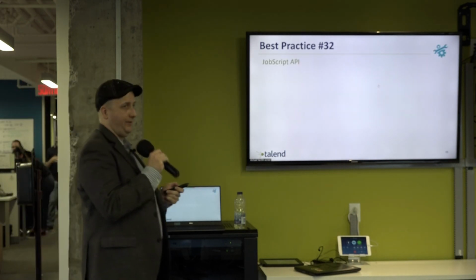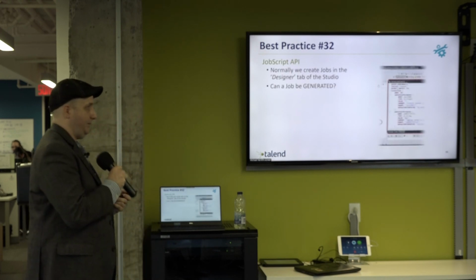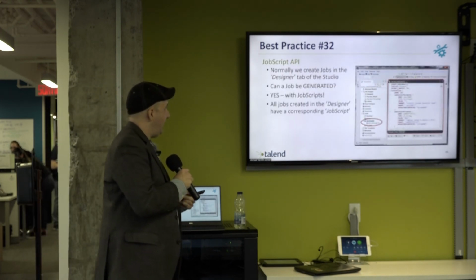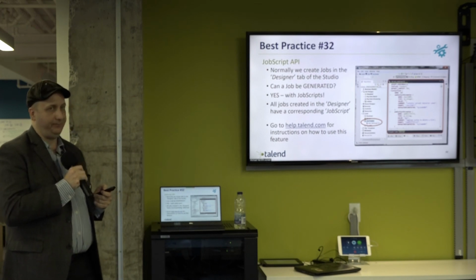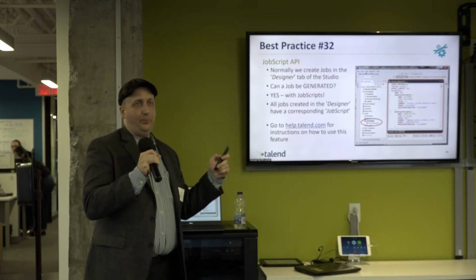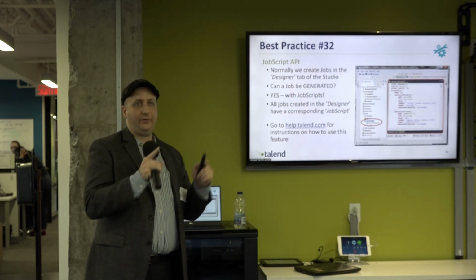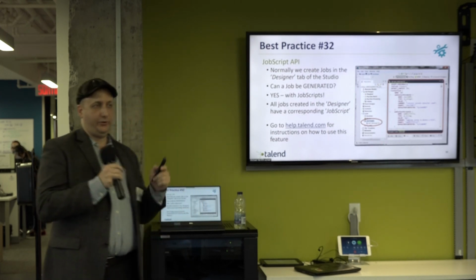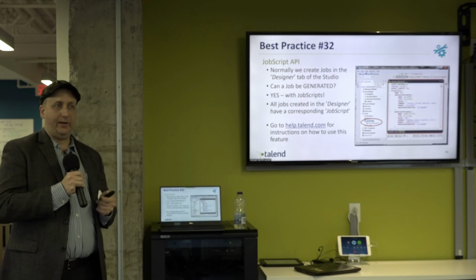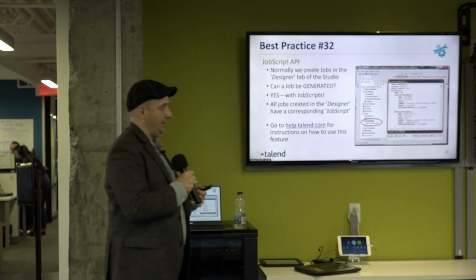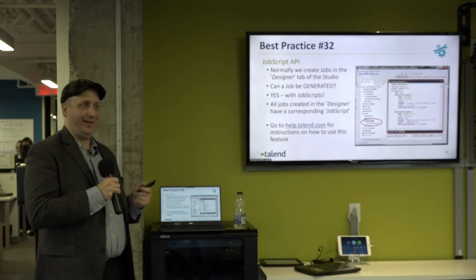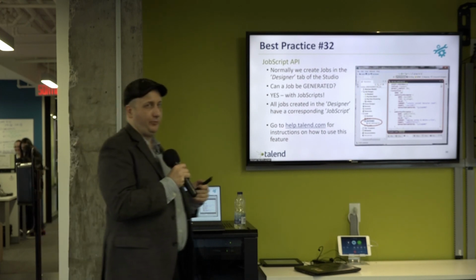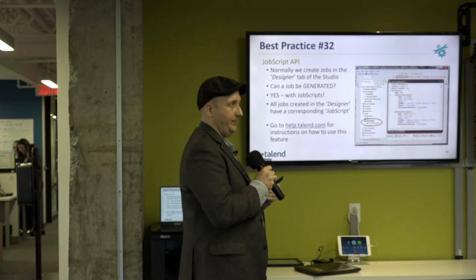All right, this is the last best practice, and then we'll start summing up. So what's behind a job, right? What is a job? When you have your canvas open and you're adding components to the job and you're creating this job, what is that really, right? Under the hood, it's not generating Java as you go, right? It's actually using a job script. It's creating a job script under the hood, okay?